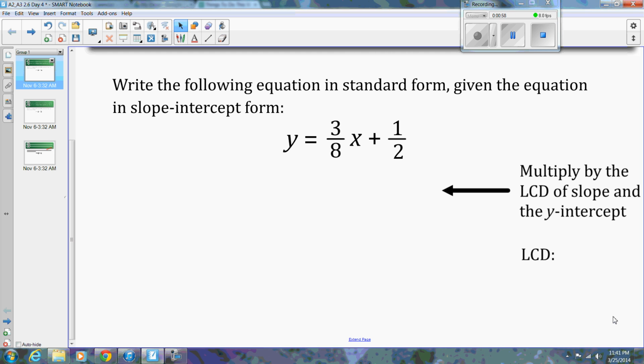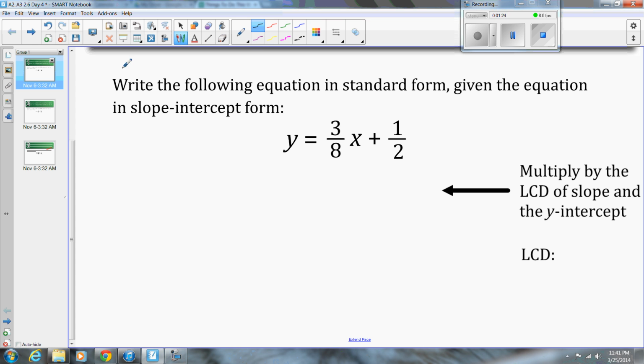So I'm multiplying both sides of the equation by the least common denominator of the slope and the y-intercept. What is the least common denominator between 2 and 8? I'm sure a lot of you said in your head, okay, it's 8, clearly. But remember, and this is just a short video today, when dealing with least common denominator, it's really the least common multiple.